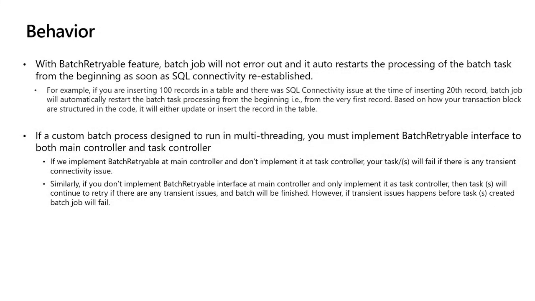So let's look at the behavior. One behavior that you might have noticed when Harsh was showing the demo is that when the SQL transient error happens and the batch job restarts processing, it is going to restart from the beginning. For example, if you are inserting records in a table and after maybe 10 records you had a SQL transient failure, the batch task is going to restart from the beginning, and you need to make sure that your code is ready to handle it, so that the very first record that you inserted is going to be updated and the new records are going to be inserted.